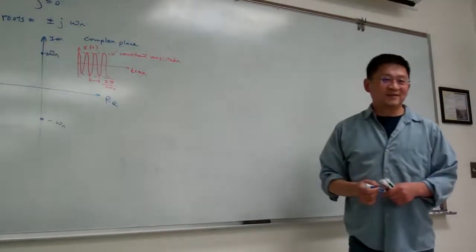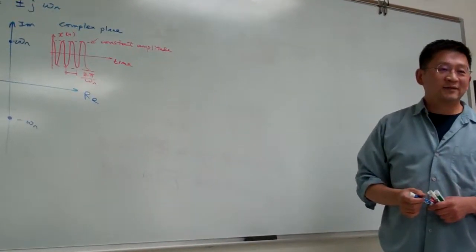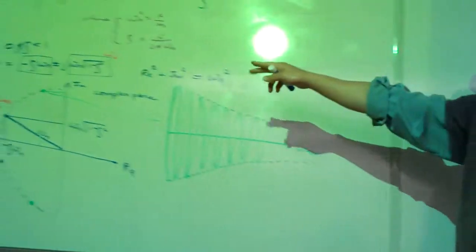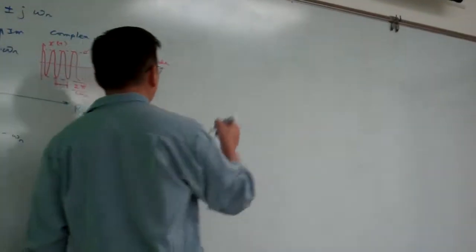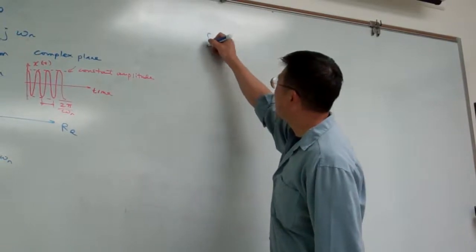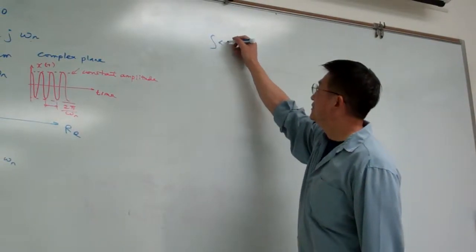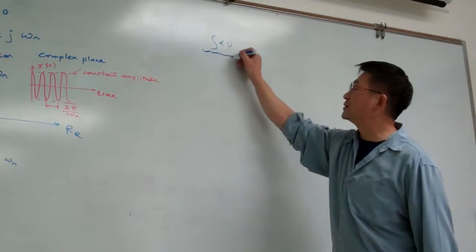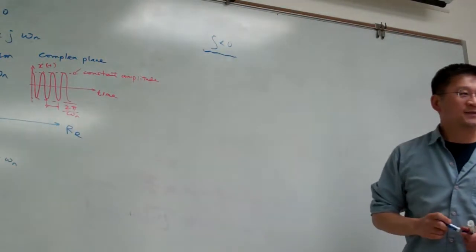So what about when zeta is between 0 and 1? It's also going to be stable as well, right? Okay, cool. How about when zeta is negative? Oh, what's this? We haven't seen this before.